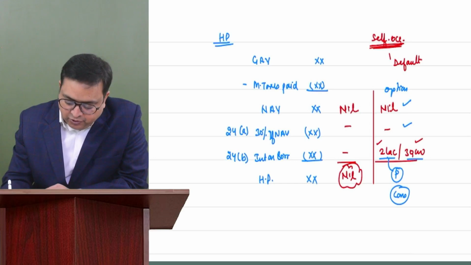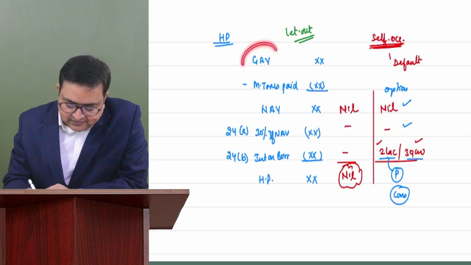Now, let me talk about let out property or deemed let out property. If the property is let out or deemed let out, here you have to first start with your GAV.